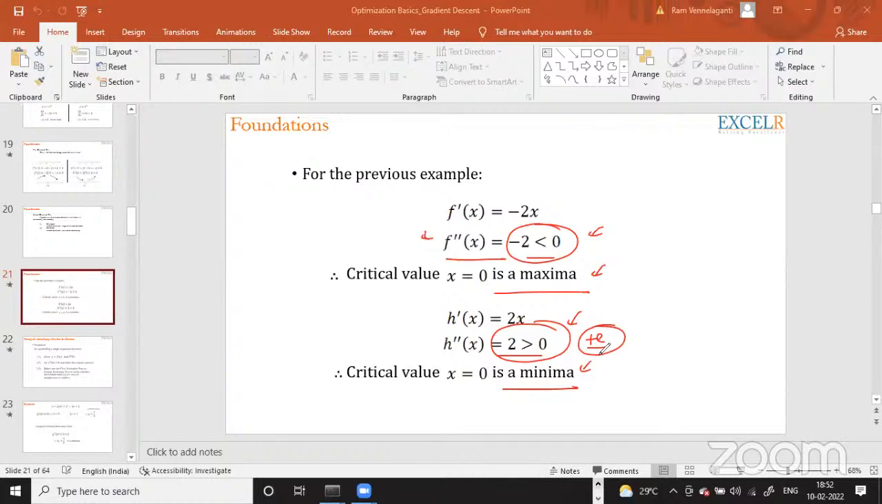So upward shaping parabola and downward shaping parabola, or you can call them concave up, concave down.